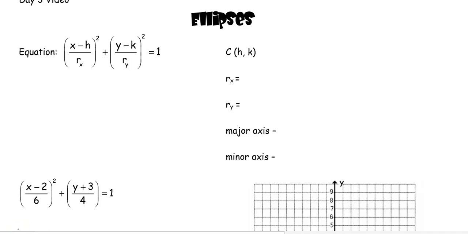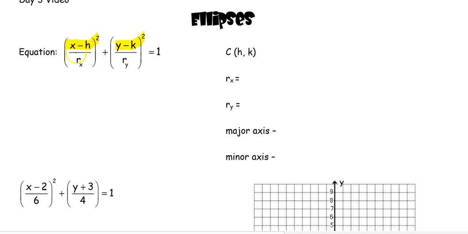Our next conic shape is going to be the ellipse. So we see right here the equation for the ellipse. It is a little bit more complicated than the circle one. With the circle, we see some similarities. The circle had the x minus h quantity squared and the y minus k quantity squared. So that should be familiar from your circle.